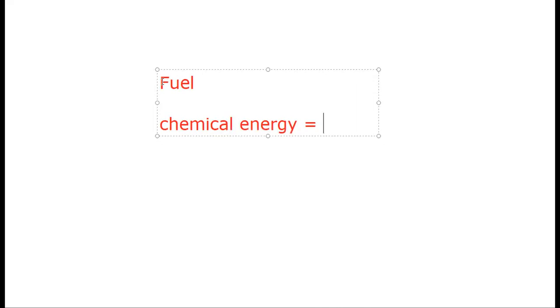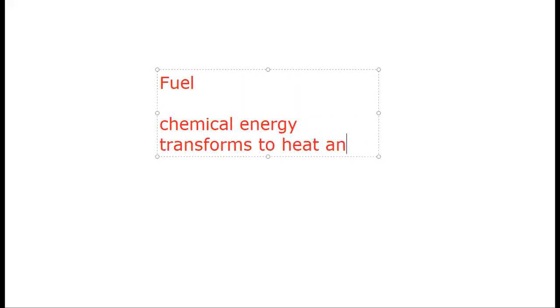Starting from today, you should not use the word change. We should use transform. Chemical energy transforms when you burn fuel, transforms to heat and light. Do we say it is kinetic, sir, because it got hot? No, the chemical energy in the fuel, when you burn it, changes to heat and light. You can use this heat to, for example, heat water in coal power plants.